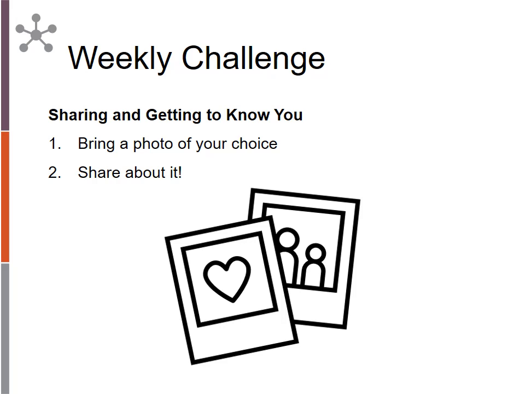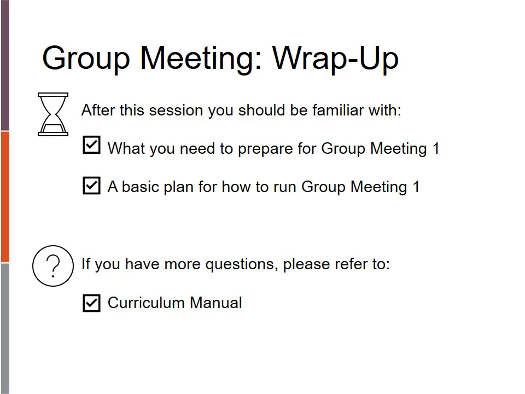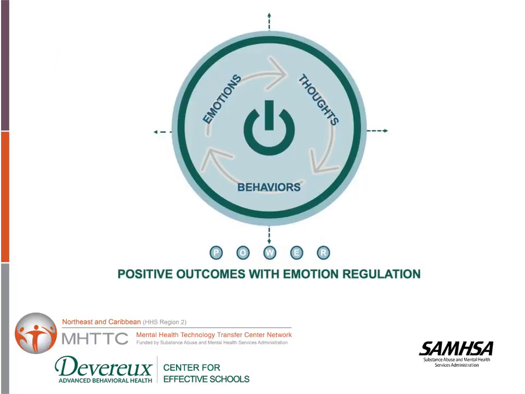The goal of this module is to help you better understand the materials needed and outline for implementation of Group Meeting 1. The implementation manual provides all the detail the implementer will need in order to run the group meeting successfully, as well as answer any additional questions there may be after viewing this module.